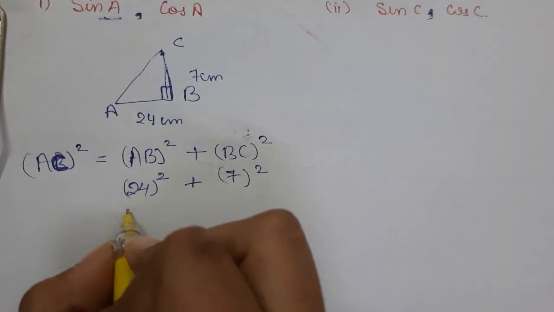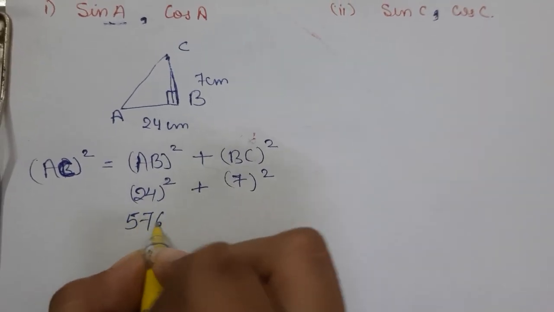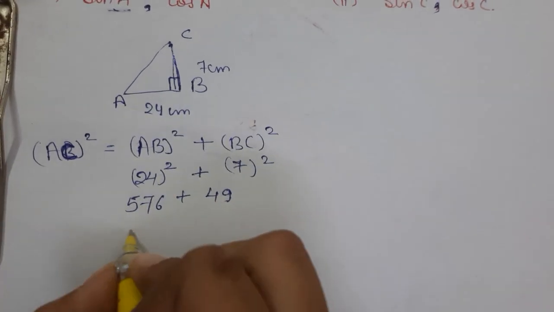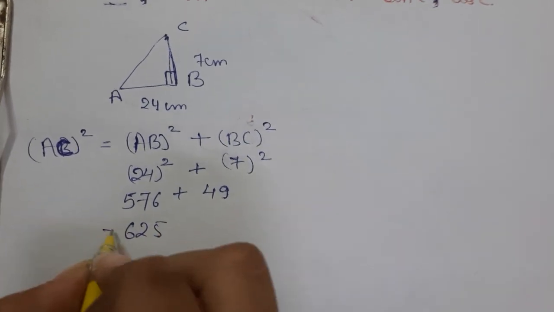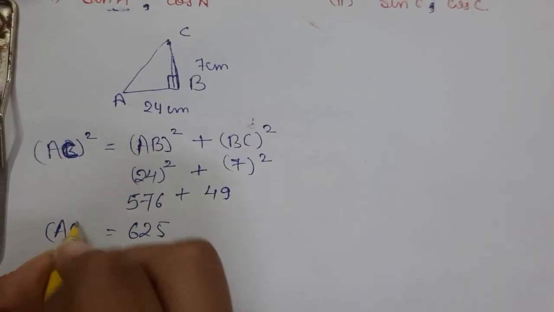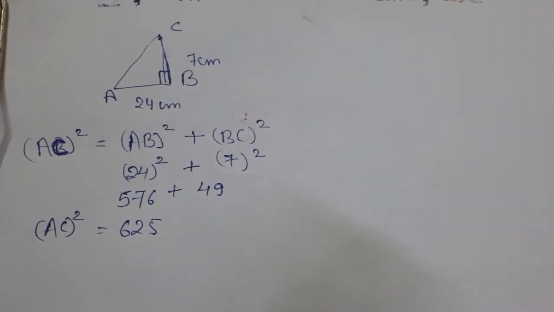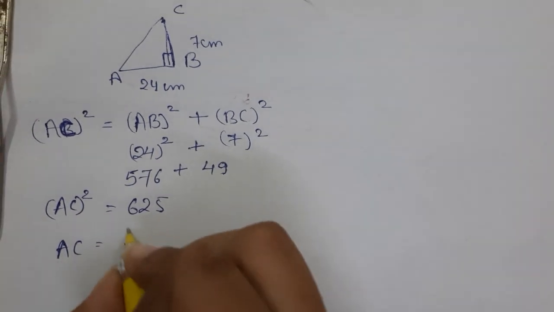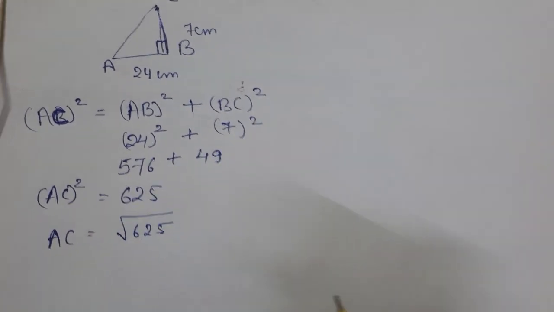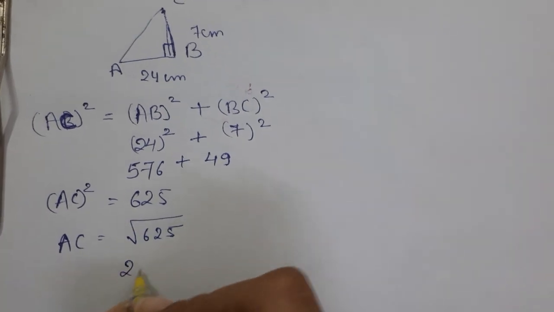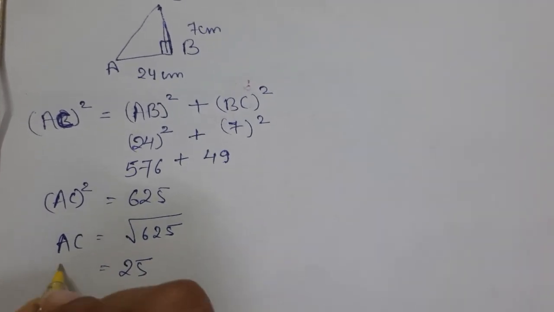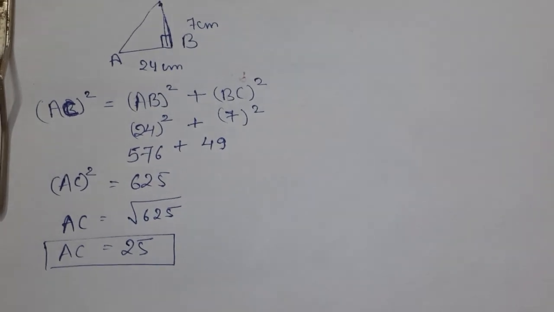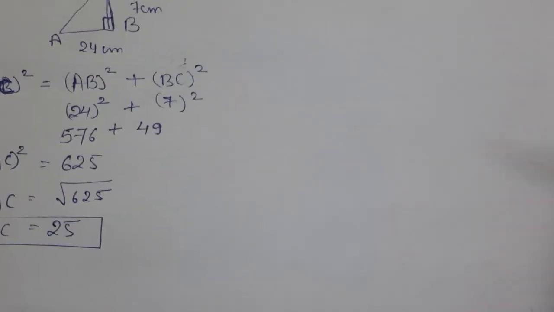We know the square of 24 is 576 and the square of 7 is 49. The sum of these two is 625, which is equal to the square of AC. To remove the square from AC, we'll put the under root on this given value, and the under root of 625 is 25. We got the value of AC as 25 centimeter for this question.